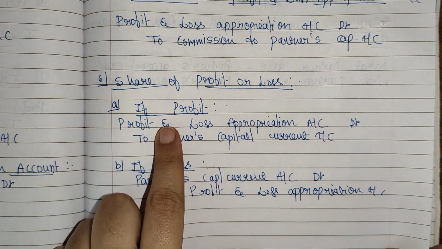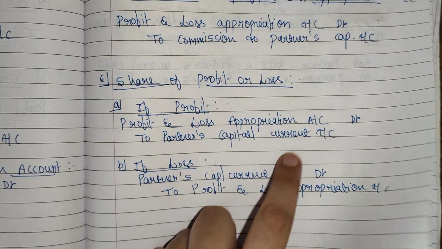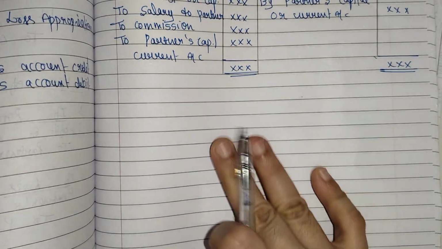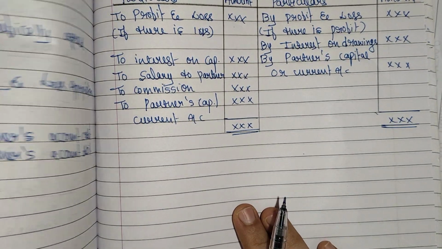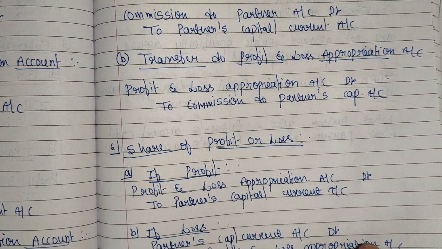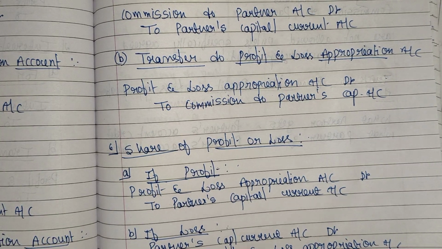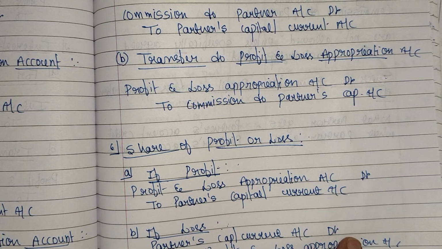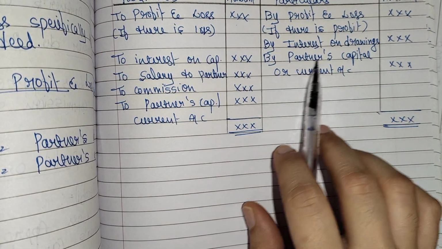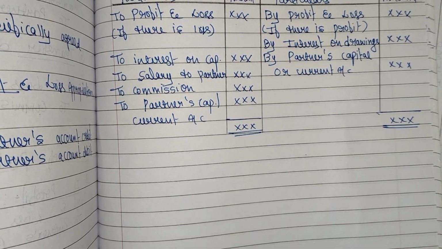And after that, share of profit or loss. If there is profit: Profit and Loss Appropriation Account debit to Partner's Capital or Current Account. If there is loss: Partner's Capital or Current Account debit to Profit and Loss Appropriation Account. In the case of loss, the partner's capital or current account is debited, and the appropriation account is credited. That's it.